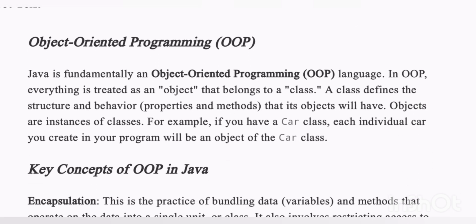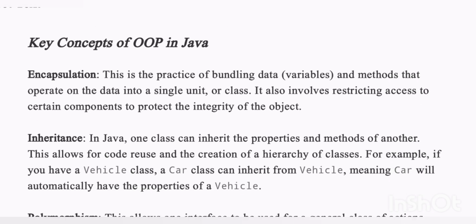Object-oriented programming, OOP. Java is fundamentally an object-oriented programming, OOP, language. In OOP, everything is treated as an object that belongs to a class. A class defines the structure and behavior, properties and methods, that its objects will have. Objects are instances of classes. For example, if you have a car class, each individual car you create in your program will be an object of the car class.